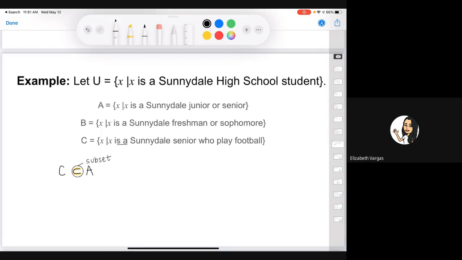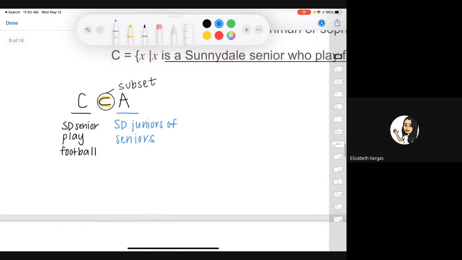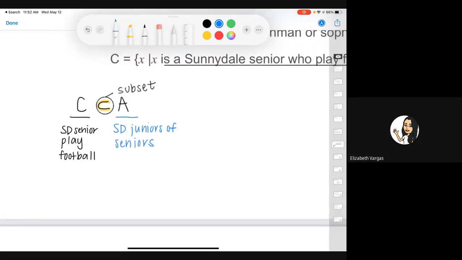So C is a Sunnydale senior who plays football. That's what my set C represents. So it basically represents all the Sunnydale seniors who play football. A would represent the Sunnydale juniors or seniors. What this subset is telling me is that everything in my set C, all my Sunnydale seniors who play football, are included in my set A.